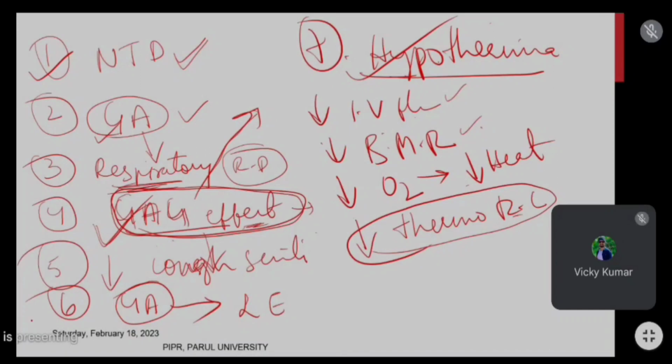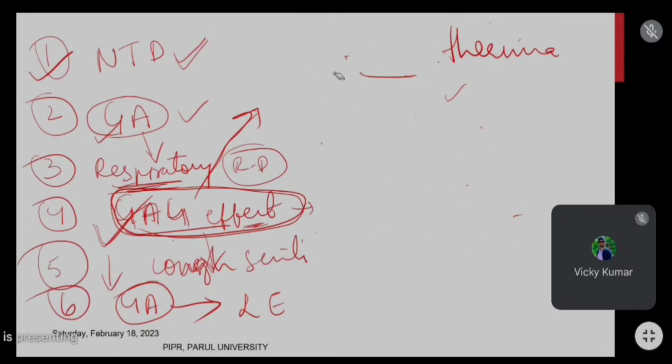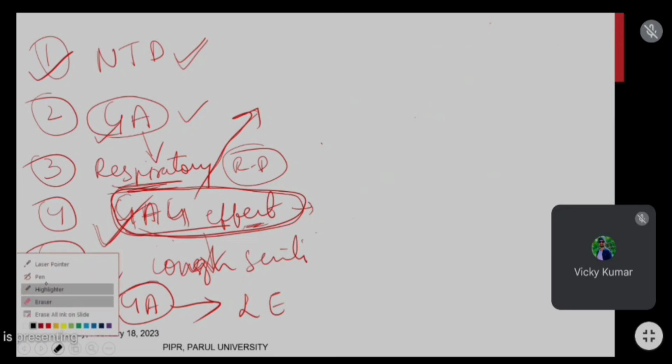Now, last one principle is there, which is a very, very important principle. All these principles you have to remember. Each principle is very important. While explaining about the drugs, you have to remember all these things. Now, next general principle of general anesthesia is the eighth one, I think, eighth principle.